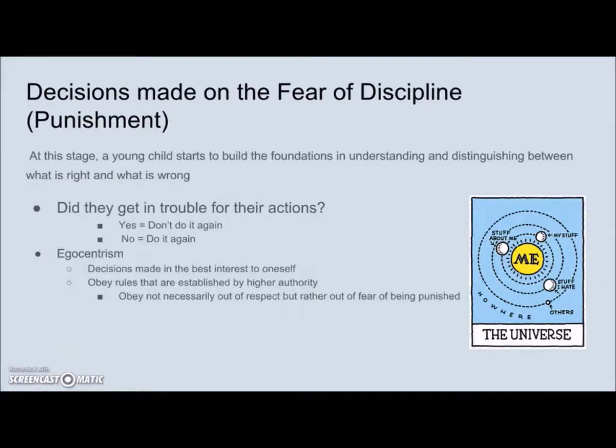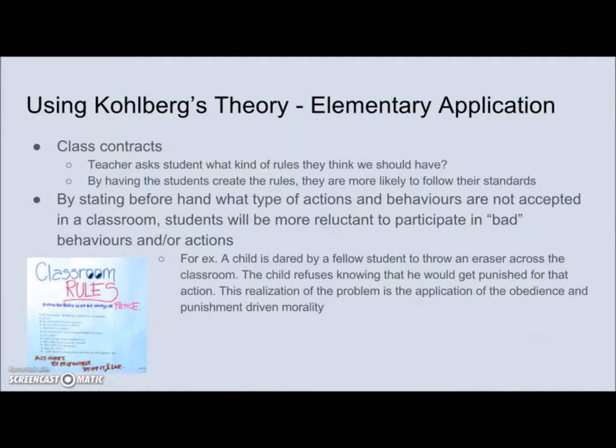In the first stage, children start to build the foundations for understanding and distinguishing between what is right and what is wrong. At this stage, children obey rules that are socially acceptable as they come from some authority figure, such as a parent or a teacher. Decisions made at this stage are done so in the best interest of oneself.